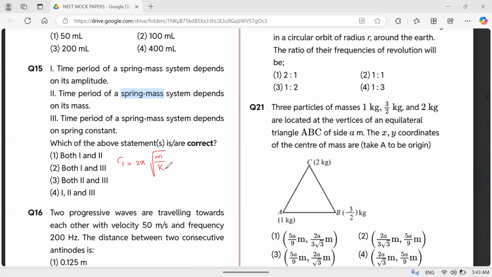Is the time period dependent on amplitude, beta? The time period depends on mass. The time period depends upon your k. So 2 and 3 must be the answer. It may depend on the mass and it will depend on the spring constant. Yes, sir. So both 2 and 3 will be the answer. Third option. Done? Sure.